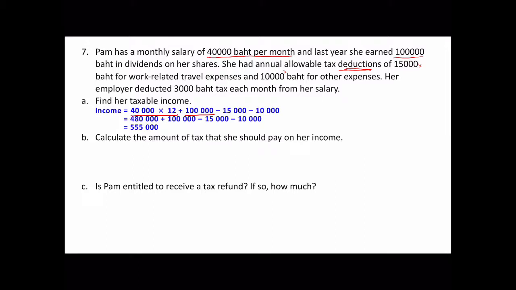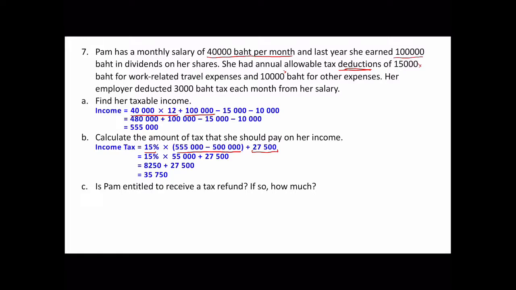Calculate the amount of tax that she should pay. Okay, so she falls in that 15% tax bracket between 500 and 700,000 baht. So that means she pays 15% on the money over 500,000 plus the accumulated amount of 27,500. I forgot to put the table there for you this time, sorry. So 15% of 55,000 plus 27,500. So that's 8,250 plus 27,500, which means she should have paid 35,750.